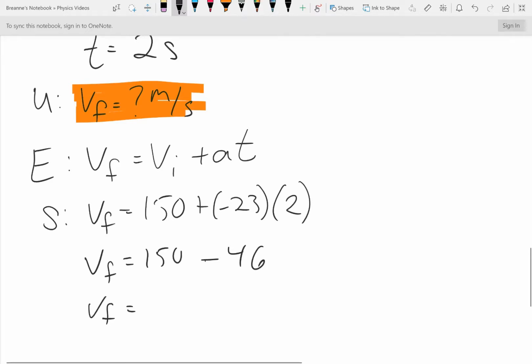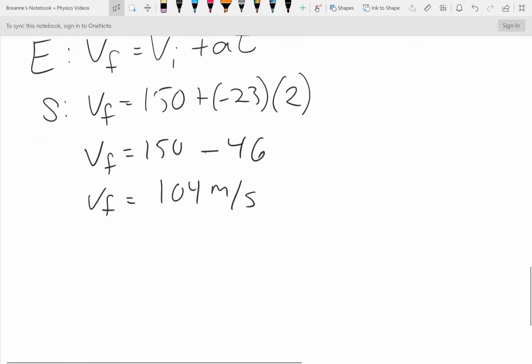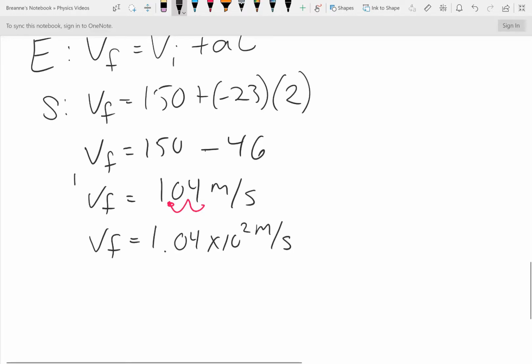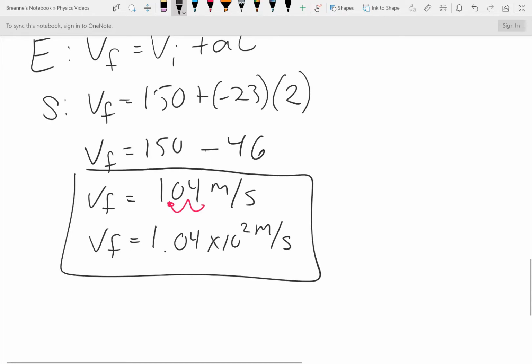And then you just do 150 minus 46, and you're left with 104. And that is in meters per second. So that is question C on number 1. That's in standard form. To put it into scientific notation, we move the decimal over 2 times, and you're left with 1.04 times 10 to the 2, because we moved it over 2 times, meters per second. So that is our answer in standard and scientific.